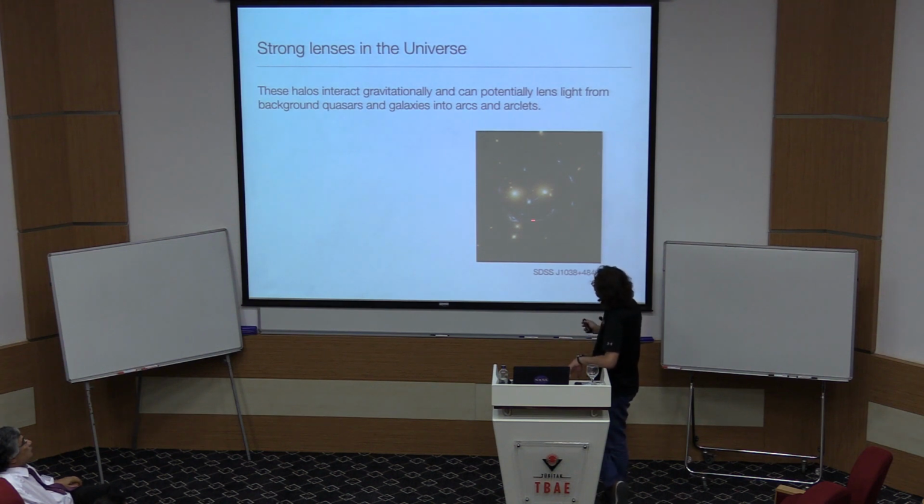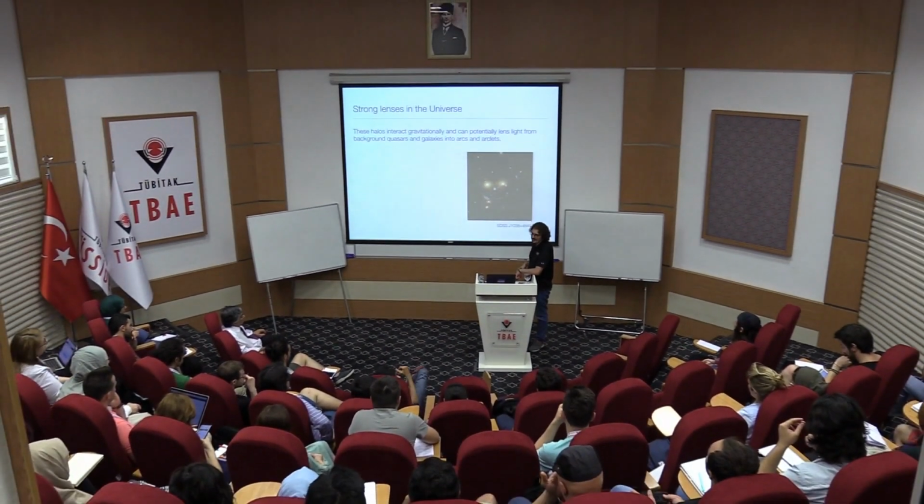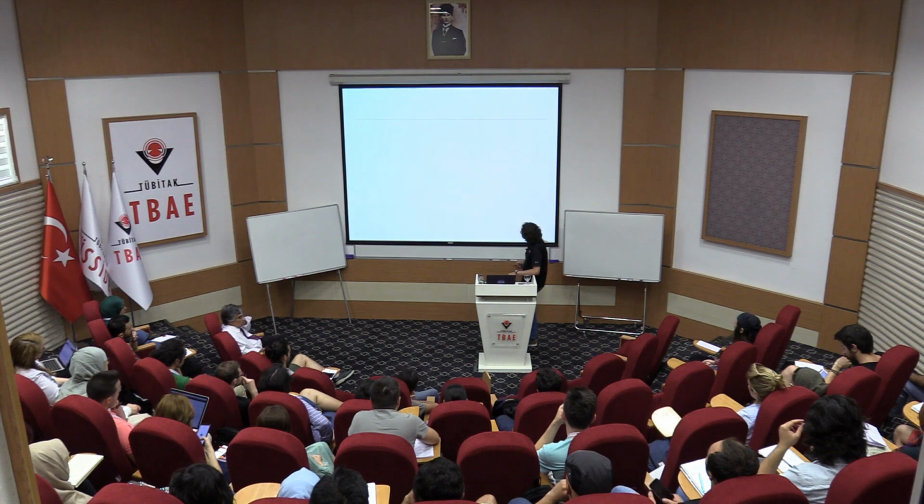And then you have these blue arcs and arclets. They come from background galaxies, which are young. As a result, because they're young, they produce a lot of UV radiation, and then they're blue, despite the fact that they're slightly redshifted. So you can tell that whenever you look at these arcs and arclets that are strongly lensed, they're usually much bluer than the foreground colors.